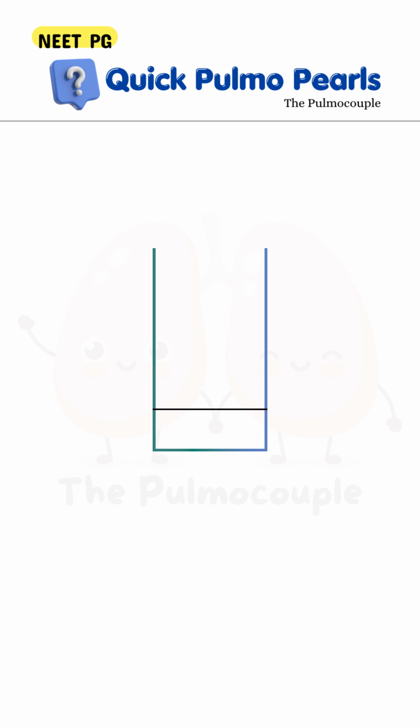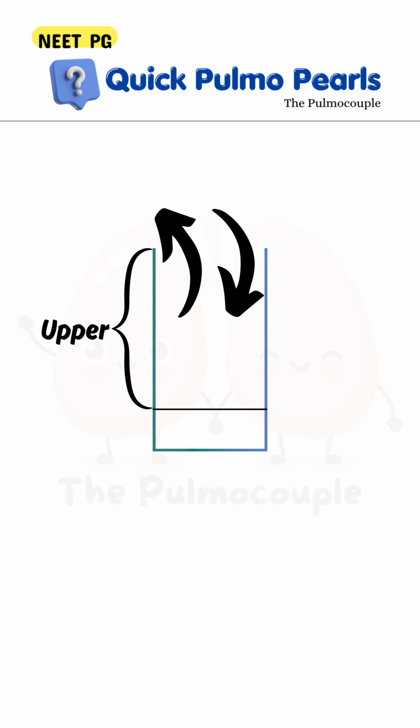Imagine your lungs as a box with two compartments. An upper compartment where air freely moves in and out during normal breathing, and a lower compartment where the air remains trapped no matter how hard you try to inhale or exhale.